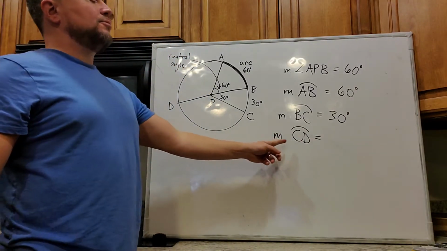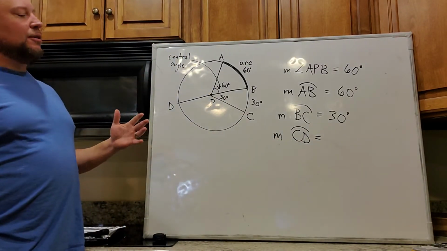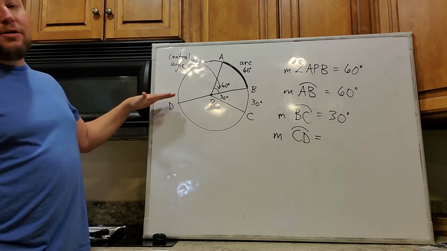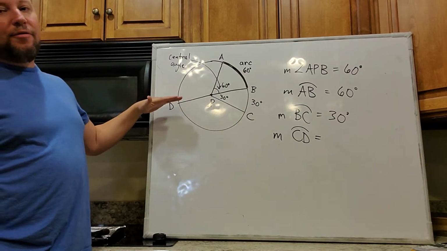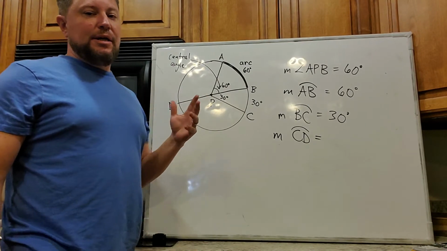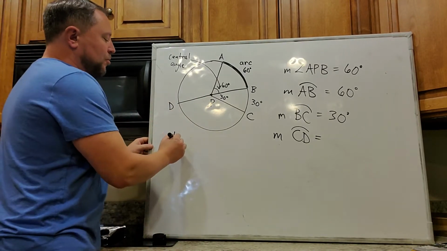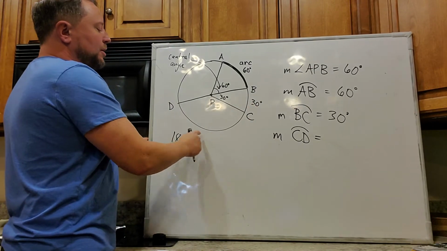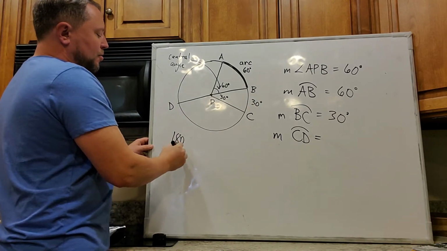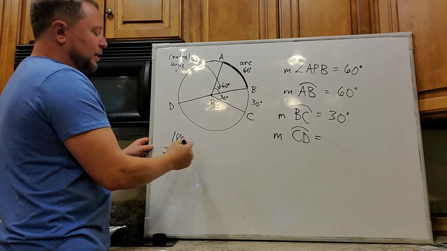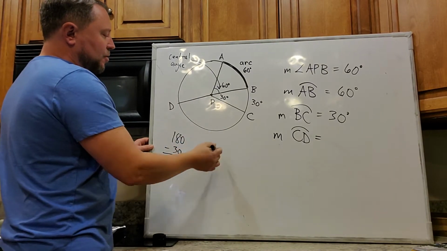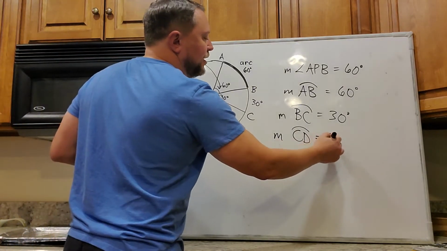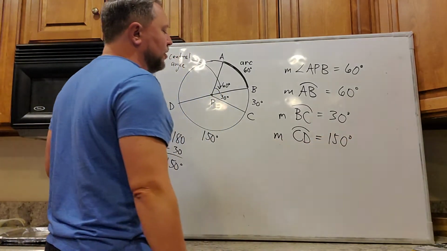Should be able to find the measure of arc CD. Now you're going to have to do a little math here. Remember, a diameter does cut a circle in half. So if a full circle is 360 degrees, half of a circle is going to be 180. And if this part's 30, 30 plus what is going to give you 180? Or in other words, subtract 30 from 180, and you're left with 150. So there's arc CD. It is 150 degrees.